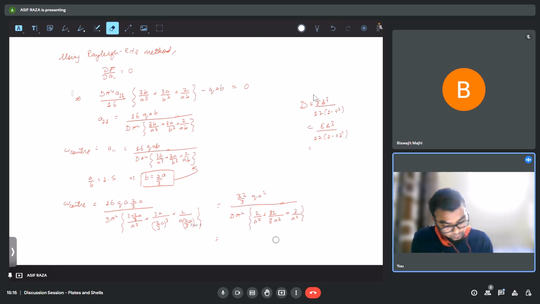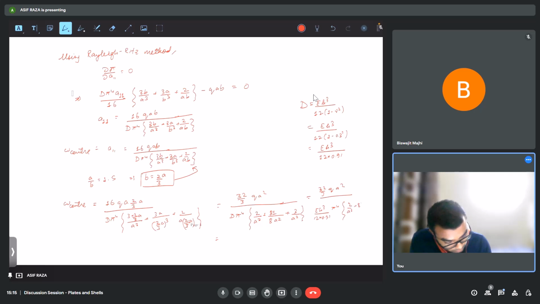So this is EHQ, 12 is 0.9, 12 into 0.91. So substitute this, it would be 32 by 3 QA square, EHQ 12 into 0.91 by 4, 2A square plus 51 8A square plus 3A square.